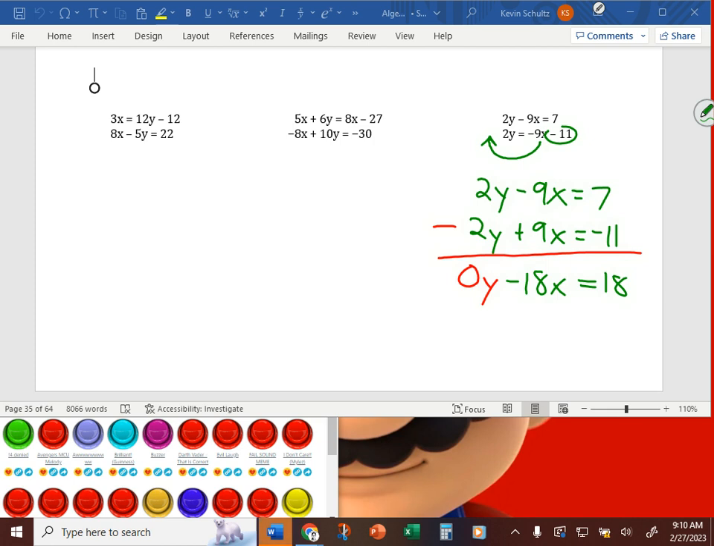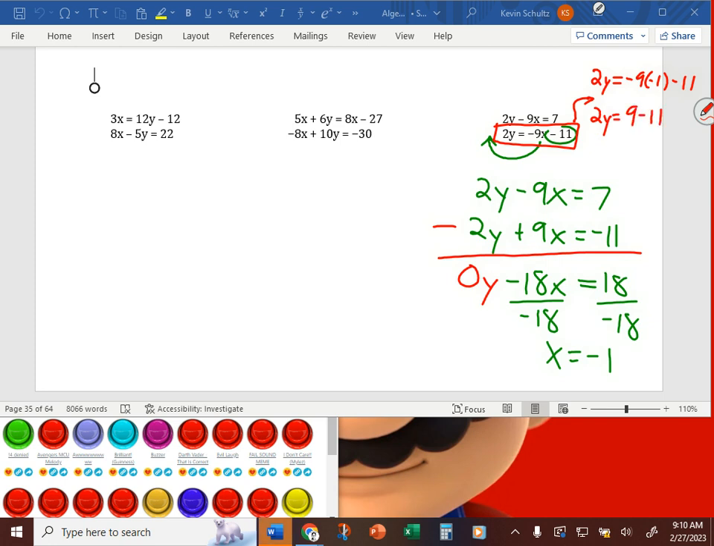The last step here? What are you thinking, Izzy? Divide both sides by negative 18. And x equals negative 1. Okay? Go back to either equation up top. Plug in negative 1 in for x. Actually, we'll go to the bottom one because that has x kind of by itself on the other side. So we get 2y equals negative 9 times negative 1 minus 11, or 2y equals 9 minus 11. Pay attention. 2y equals negative 2, and y equals negative 1 as well.